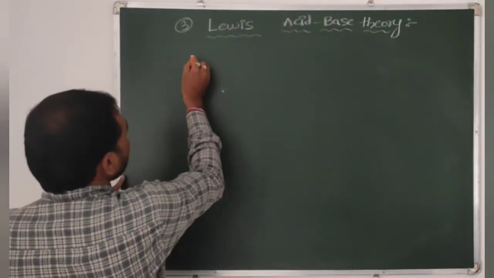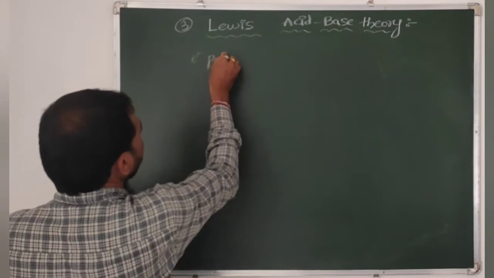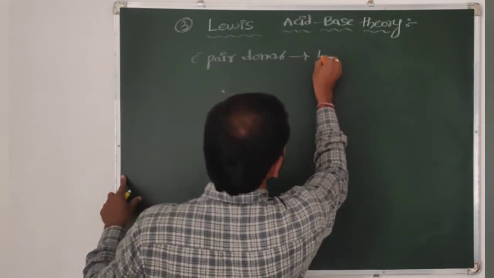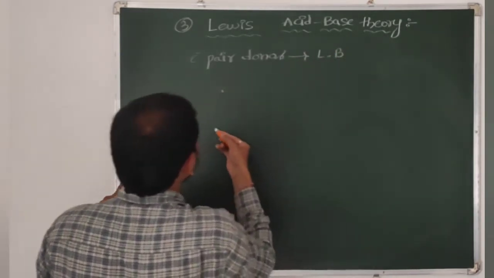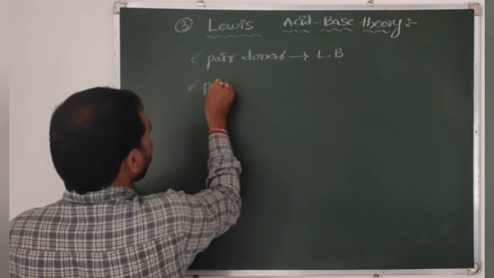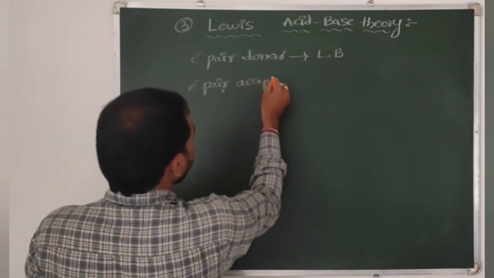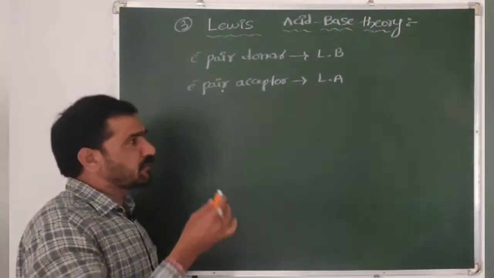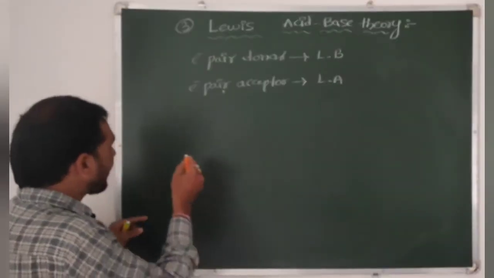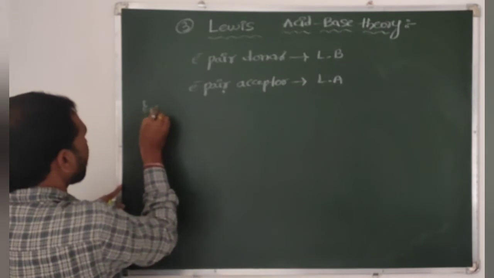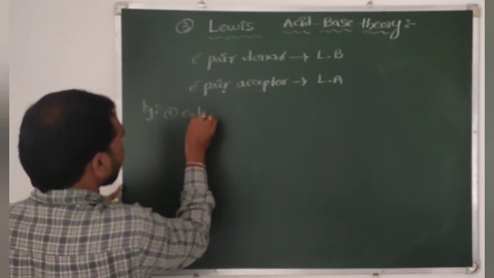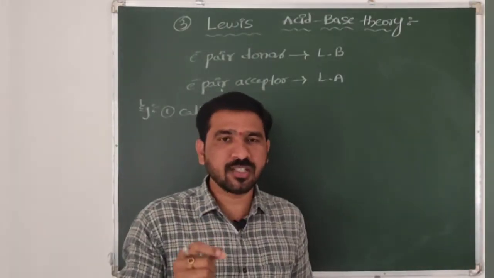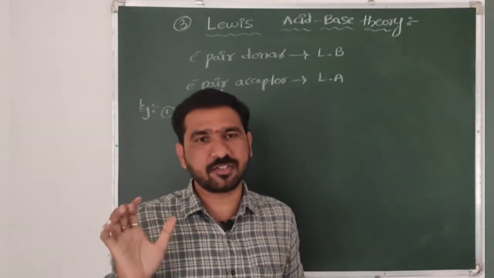Here, beta, electron pair donor is Lewis base, electron pair acceptor is Lewis acid. Let me discuss some examples. So, beta, here cations, for example, cations having positive charge indicate one pair of electron deficiency.